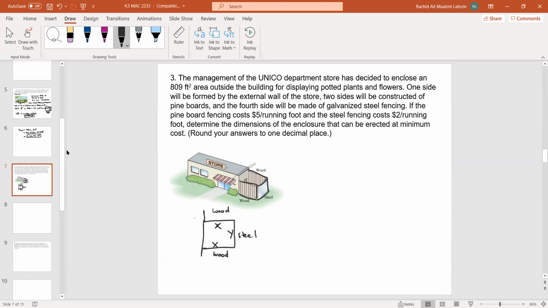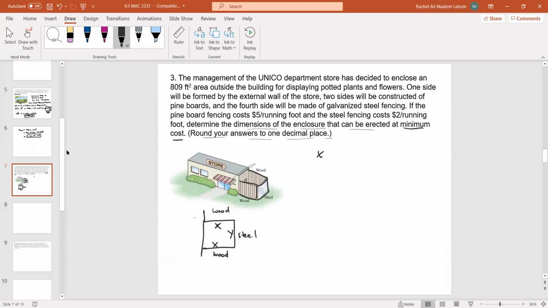Okay, so if we switch it to this sketch to make it simple, and minimum cost, so we're minimizing. So let's read the whole thing here. Determine the dimension of the enclosure that can be erected here at minimum cost. Round your answer to 1 decimal place.